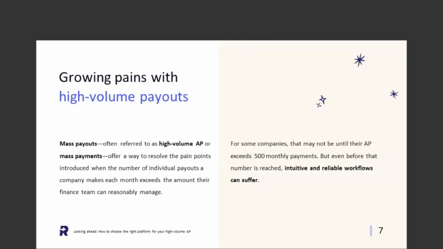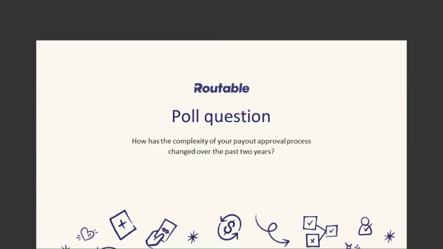Let's see where our attendees stand with the complexity of their payout process. That brings us to our next poll question, which is about to be displayed on your screen. This time we want to know, how has the complexity of your payout approval process changed over the past 2 years? Is it significantly more complex compared to 2 years ago? Is your payout approval process slightly more complex compared to 2 years ago?